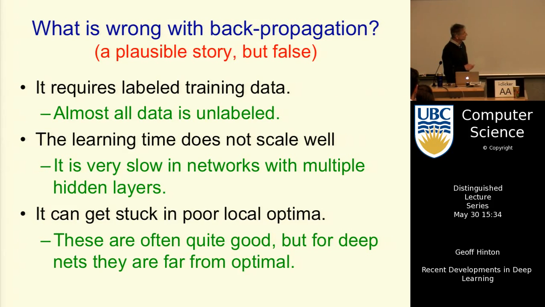The second argument was that the learning time doesn't scale well. If you have one hidden layer, it works quite well. But as soon as you have multiple hidden layers, it learns much too slowly. And then the normal thing, it can get stuck in local optima that aren't as good as they might be.